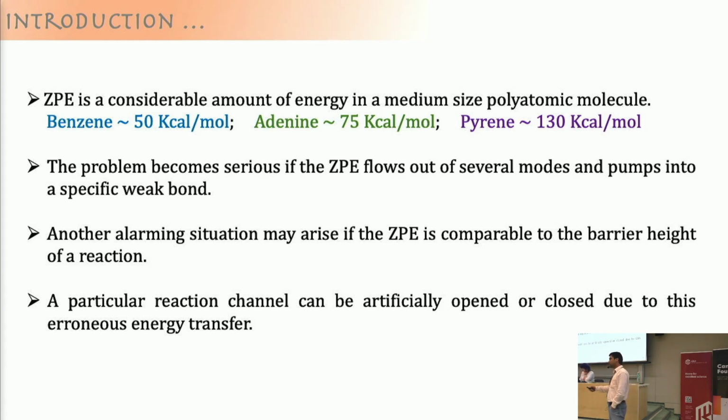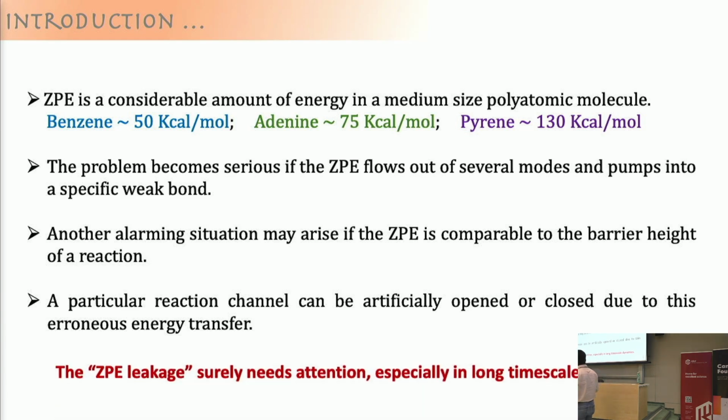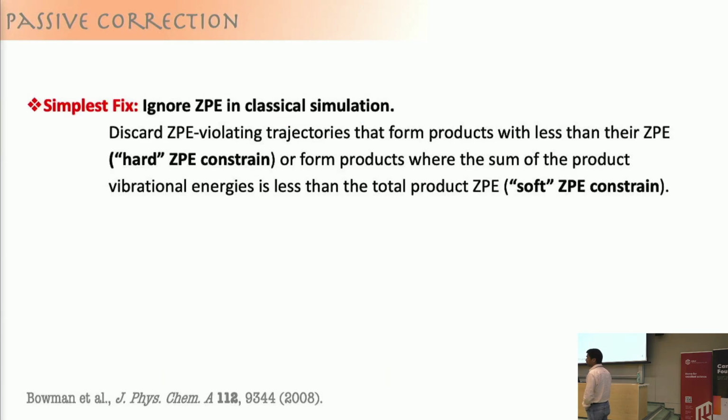And the problem becomes more serious if several modes leak their zero-point energy and it accumulates onto a particular bond, making it very, very hot, unrealistically. If your barrier height is comparable to the zero-point energy, you will be in serious trouble. Based on this erroneous energy transfer, a particular reaction channel can be opened up or closed, right? And for long time scale dynamics, as we are interested in recently, this zero-point leakage problem affects the dynamics very severely.